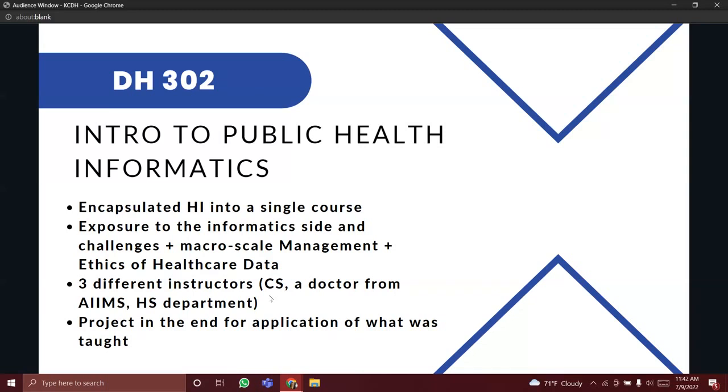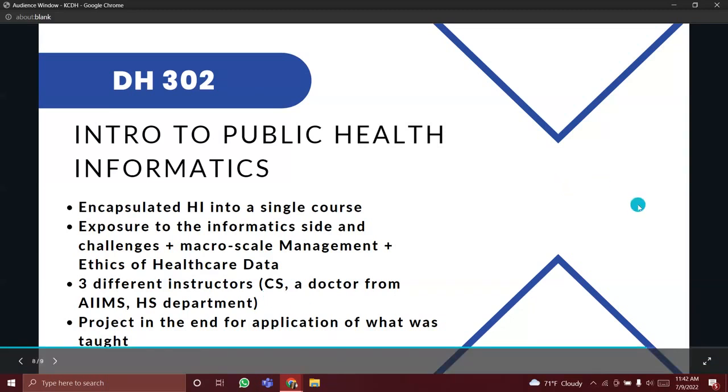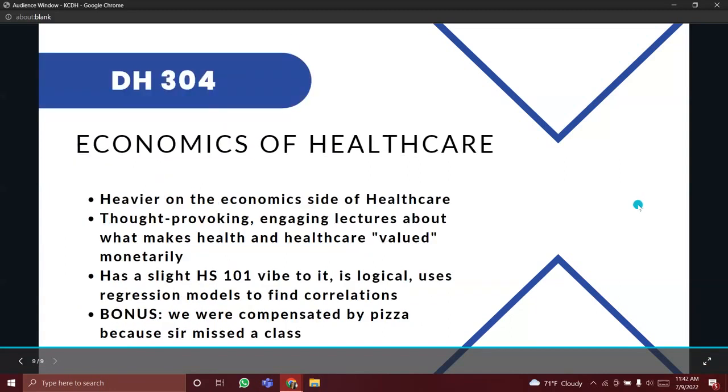And there was naturally also a project in the course, where we had to apply all of these things that we had learned and provide an end-to-end solution. Even if you did not come up with a solution, if you did enough research in the background, that was enough. And it was a pretty good course, I'd say.